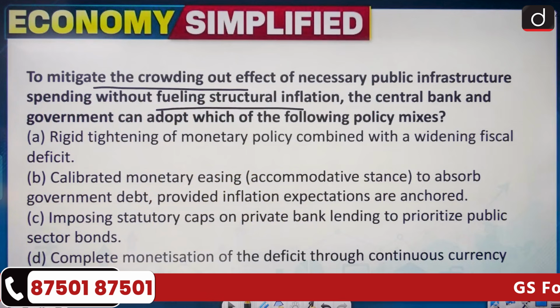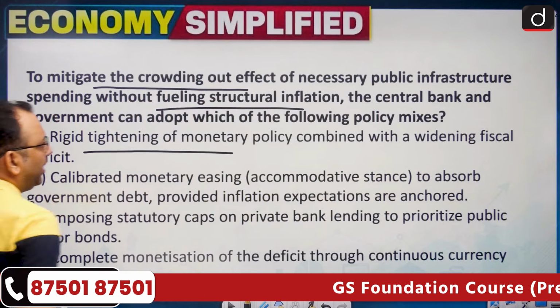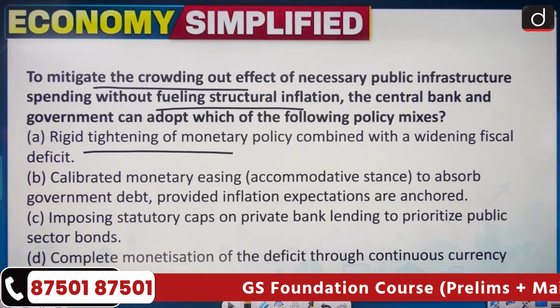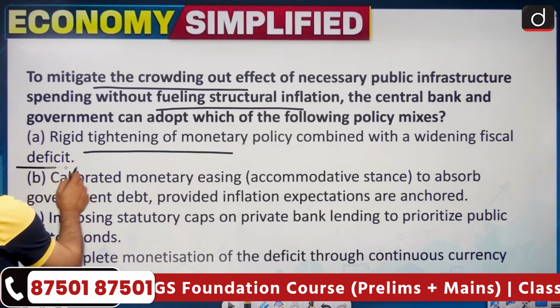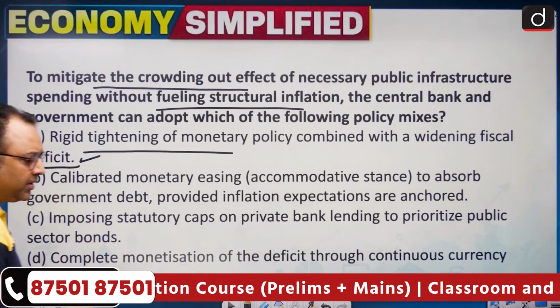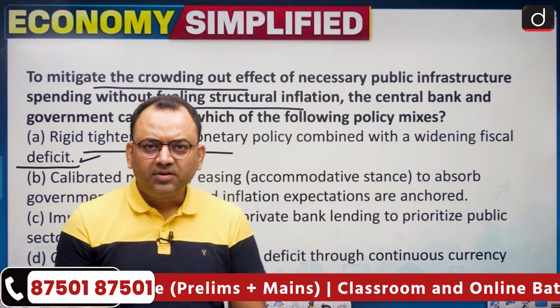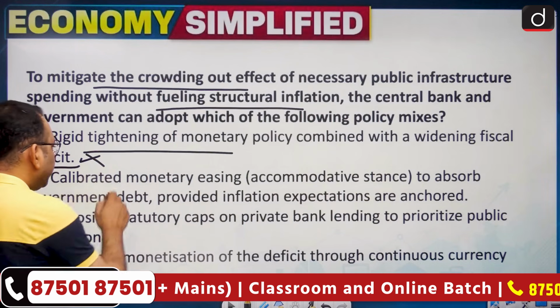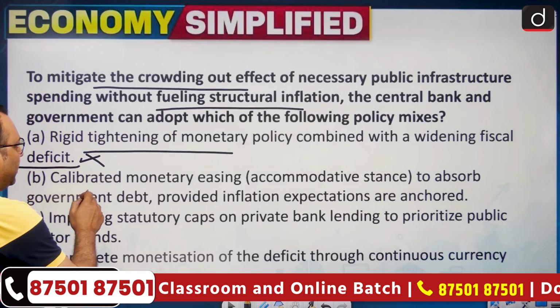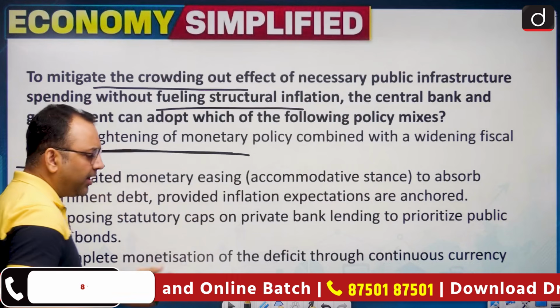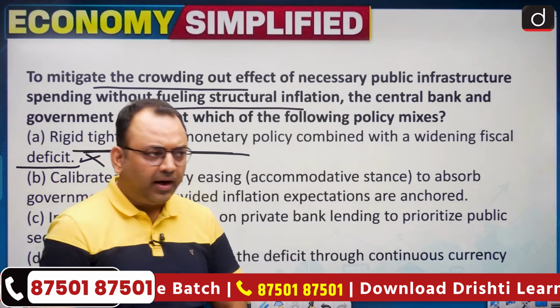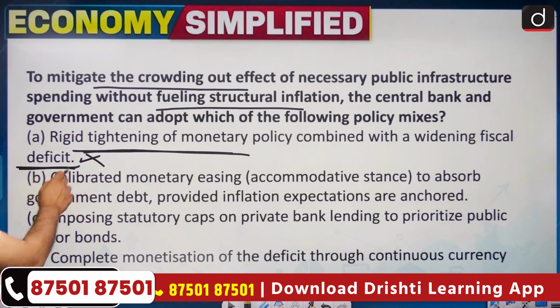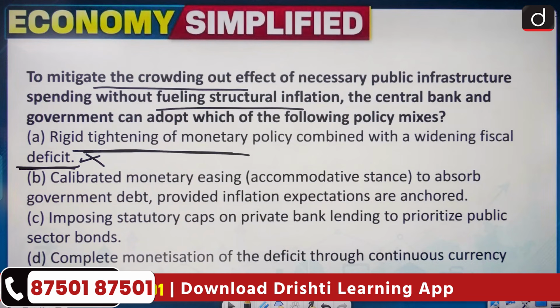You see, the first statement is a rigid tightening of the monetary policy combined with a high fiscal deficit. Friends, if you increase the fiscal deficit, you will further lead to more crowding out. So, this is not a correct statement, because the tightening of the monetary policy will also lead to reduced money supply, and this will also lead to overcrowding, right. So, this is not correct.